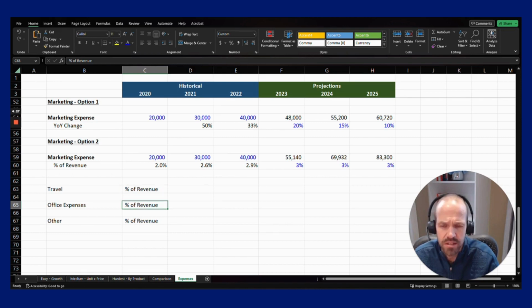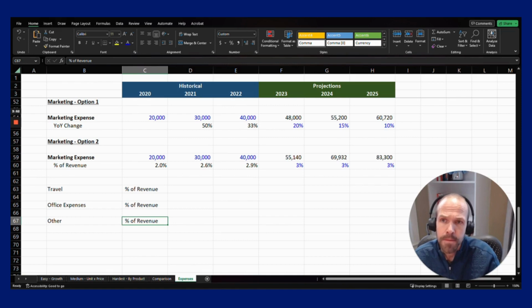Office expenses is probably the same. It's not going to be a major line item for most businesses, and percentage of revenue is usually the best way to calculate it. And then other. Now, other businesses might have other line items, or your business might have a line item that is not reflected here. A lot of the time, percentage of revenue is a good driver. If it's more tied to headcount, it could be a dollar amount per head that you calculate. But there are multiple ways to project things.